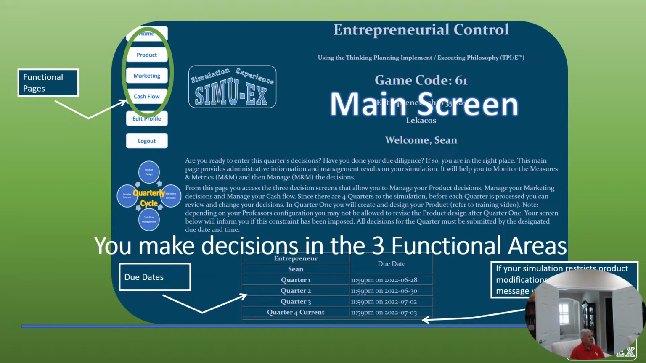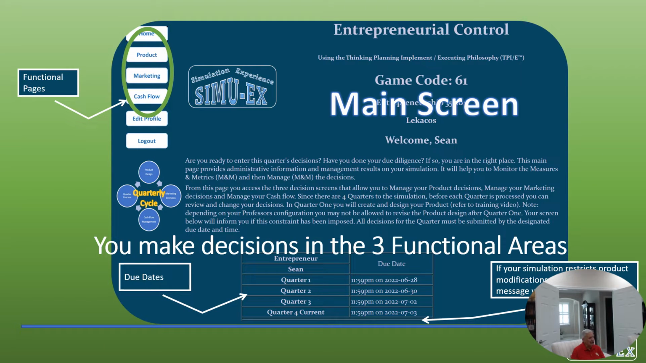Begin by taking a look at the main screen. The main screen is broken out into a top and bottom portion. On the top portion of the main screen are your keys that allow you to go to the various pages: product, marketing, and cash flow.